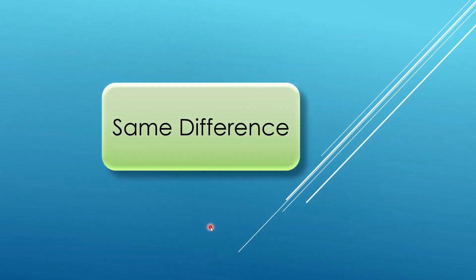Okay, and so this is an example of same difference. So you need to practice on this same difference.